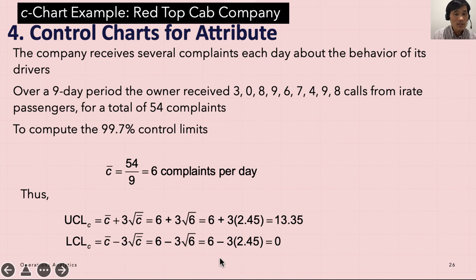The lower control limit is, since 3 times the square root of 6 is greater than 6 here, so the minimum value should be 0. So between 13.35 and 0, it has to oscillate, and we see that 3, 0, 8, 9, 6, 7, 4, 9, 8 are all within this 13.35. So the process itself is in control with 99.7% control limits. That's how we calculate the control chart for the C chart when you have just the number of calls or defects and are not dealing with percentage.